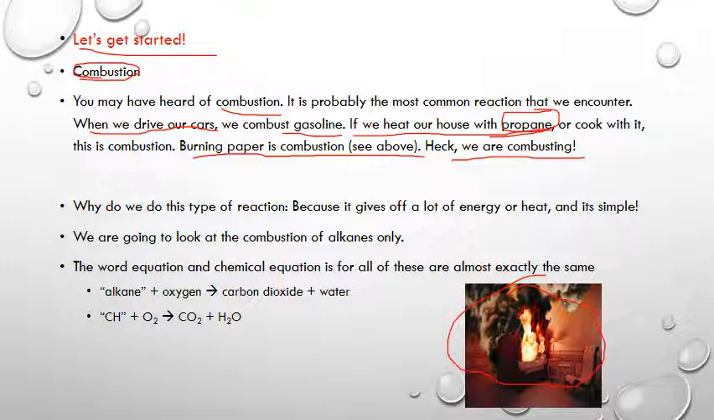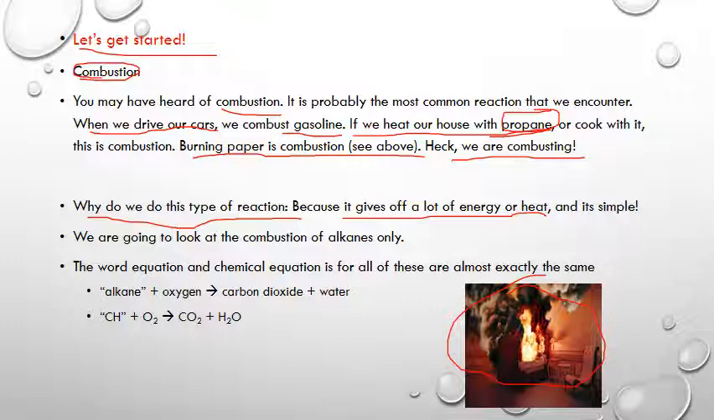That's impossible. All right. But anyways, so why do we do this type of reaction? Why is it important? Why do we use this reaction for gasoline and so forth? Because it gives off a lot of heat. Okay, it's simple.